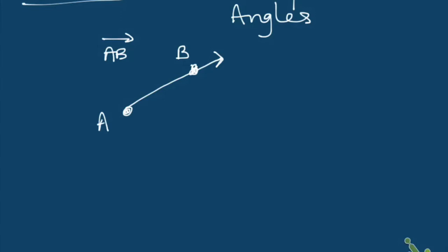Well, to create an angle, I might have another ray like so. This here would be ray AC. So ray AB, connected with ray AC, they both have the same endpoint A. You notice there, those create angle BAC.